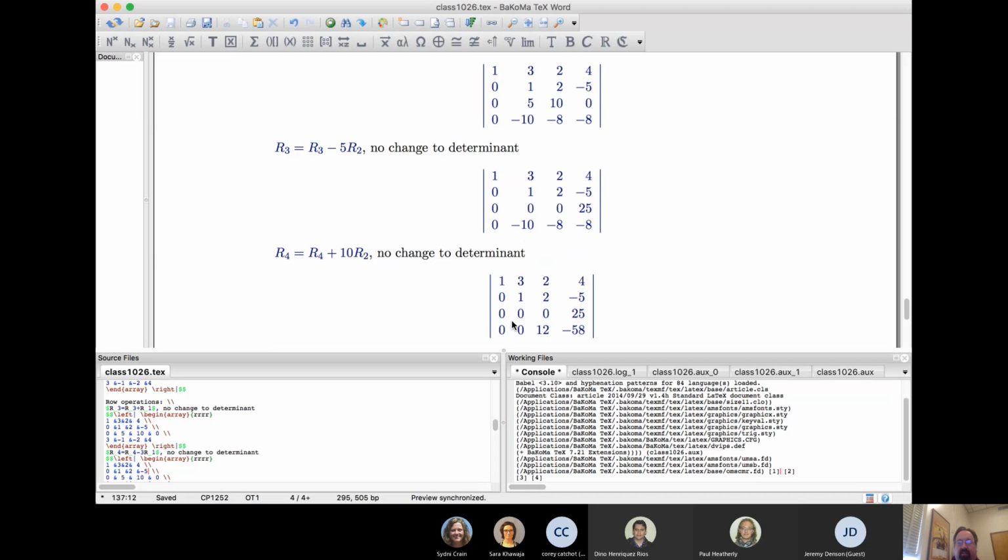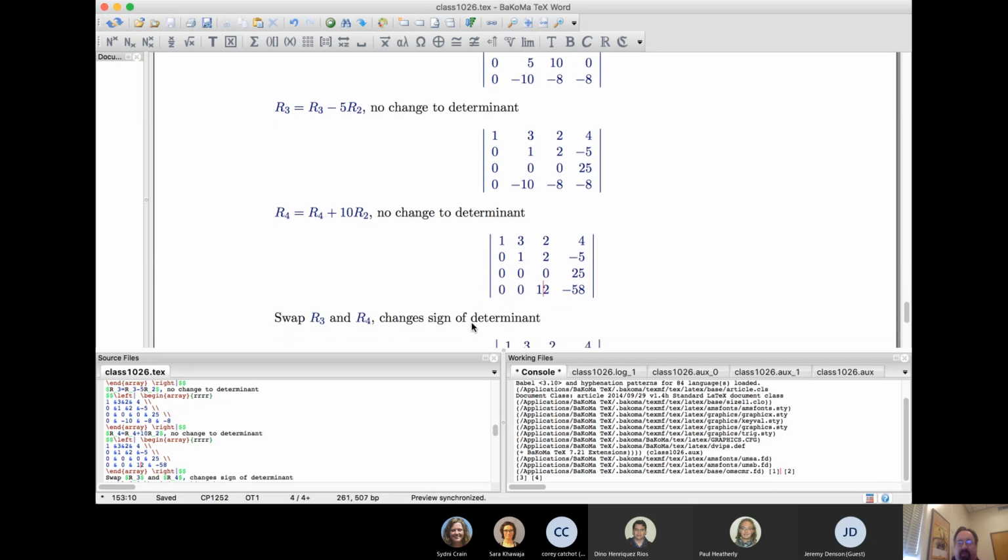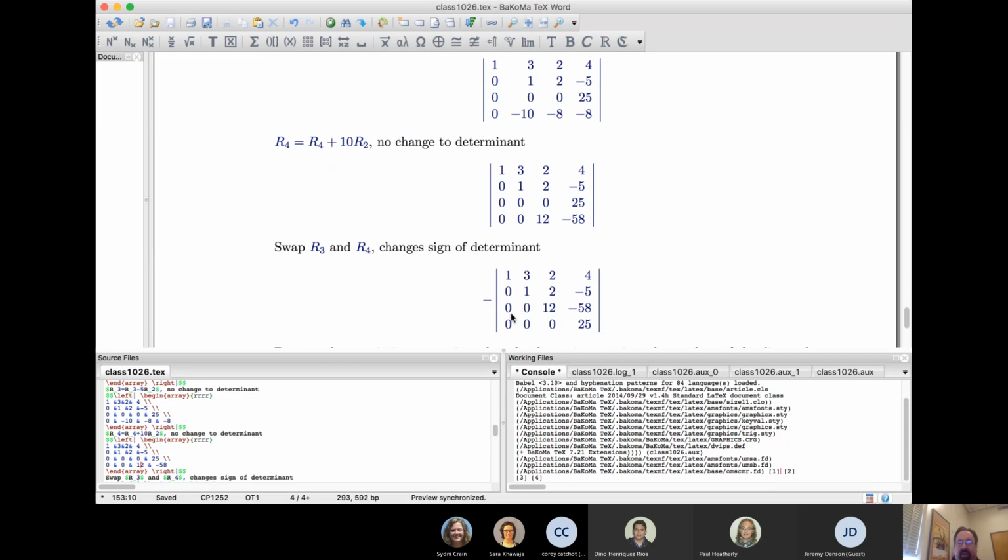But then, once that's done, look what I have here. This 0, 0, 0, 25. I want this matrix to be in upper triangular form. And I can't use the third row to eliminate this entry, I can't really do anything to eliminate it. What I can do is just swap the 3rd and 4th rows, the last 2 rows, and then that puts the matrix in upper triangular form.